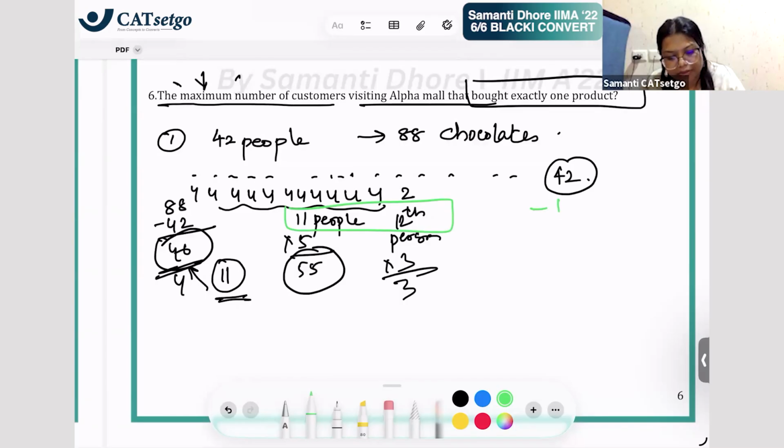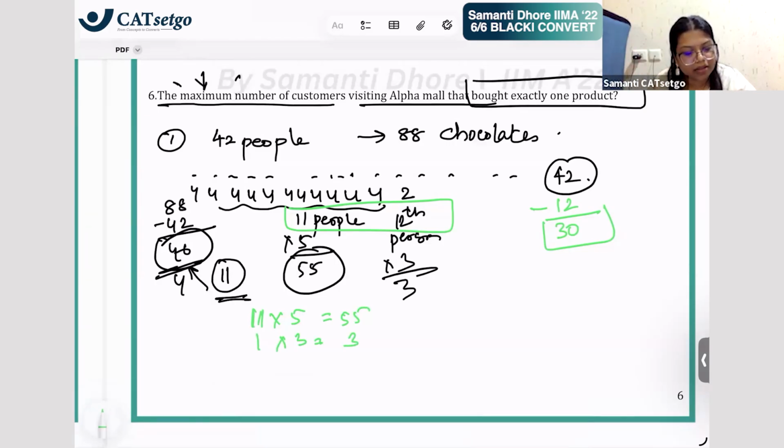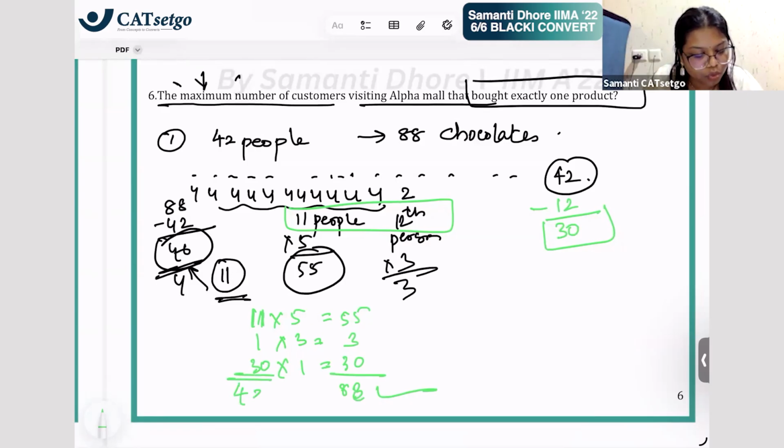So those 12 people I subtract and have 30 people left. So all the remaining 30 people are the people that I want maximum. There are 30 people out of 42 to whom I ended up giving only 1 chocolate. Mathematically verified. 11 people have 5 chocolates each. 1 person, this 12th person, has 3 chocolates. And the remaining 30 people have 1 chocolate each. Is this 88? Yes. Is this number of people 42? Yes. 42 people, 88 chocolates. Maximized what I needed.